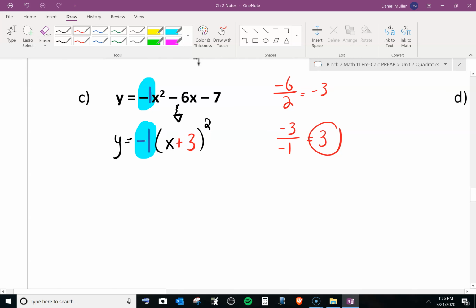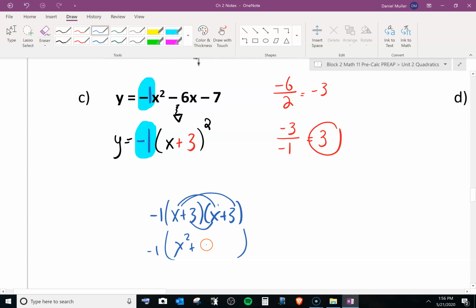Now you need to FOIL. And when you FOIL, you can't forget that there's this -1 hanging out in front. So you can FOIL like normal. So you can go x squared, and there's a -1 in front. X squared plus 3x plus 3x, which add up to 6x. And 3 times 3 is 9, plus 9. And then you can bring this negative in: -x squared minus 6x minus 9.